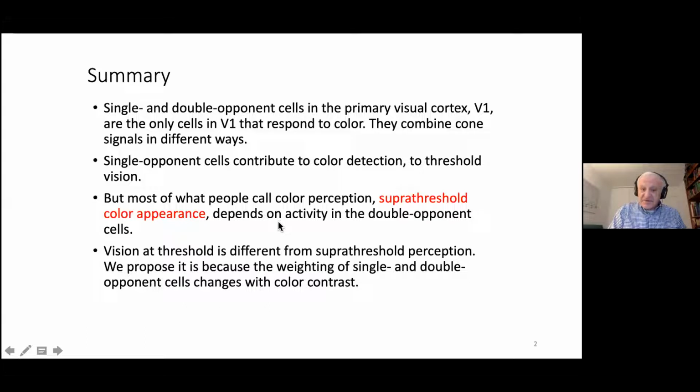And then the other point that I think is more general, that might be useful for other areas of vision science and other areas of perception, is that vision at threshold is different from superthreshold perception. And it has different qualities and different characteristics, and we propose it's because of the differential weighting of the single and double opponent cells, which changes with color contrast. It's a very simple explanation that the responses of the different types of cells grow with contrast in different ways, and therefore they change places, threshold and superthreshold.